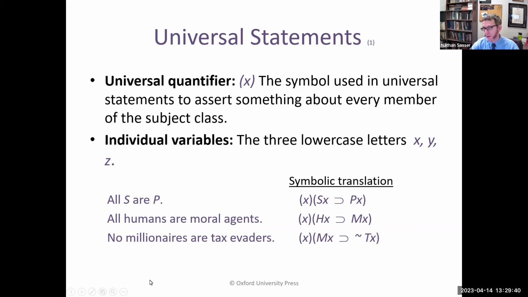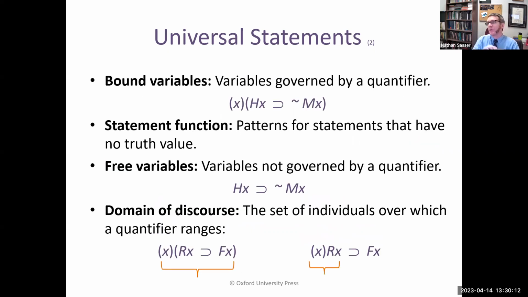So that's universally quantified. Or if we want to say all humans are moral agents, then we say for all x, if it's an H, a human, then it's an M, a moral agent. Or you can do negatives that way, universal negatives. No millionaires are tax evaders. For any given X, if it's a millionaire, then it's not a tax evader. No X that is a millionaire is a tax evader. So those are universal statements, universally quantified statements.